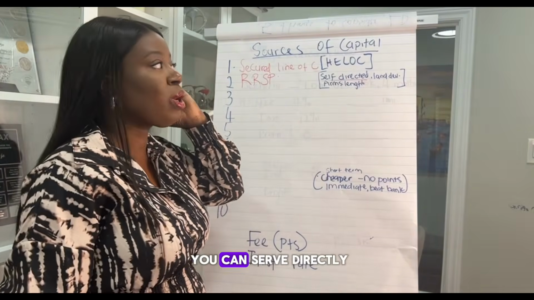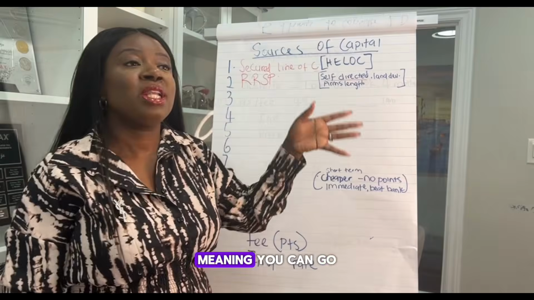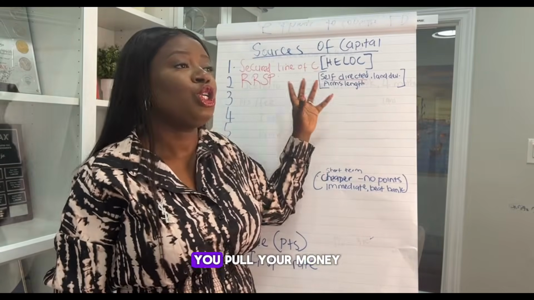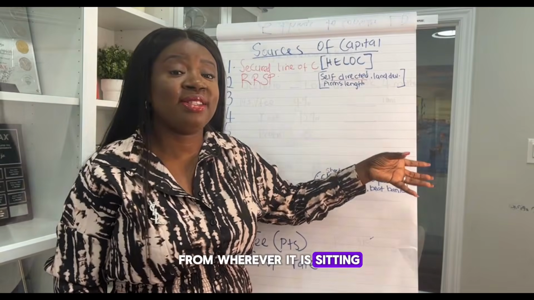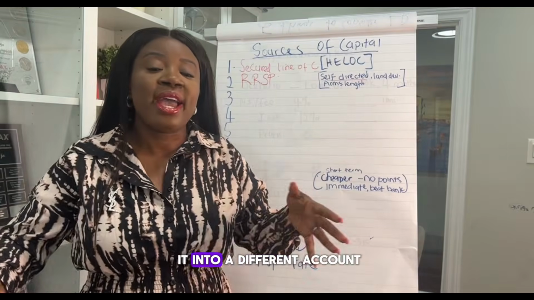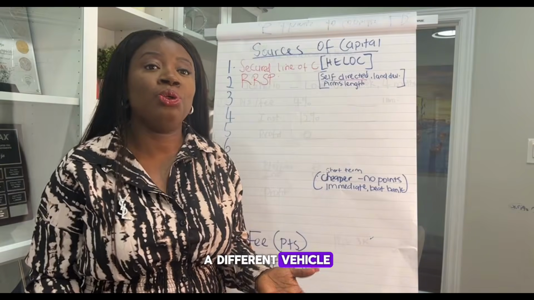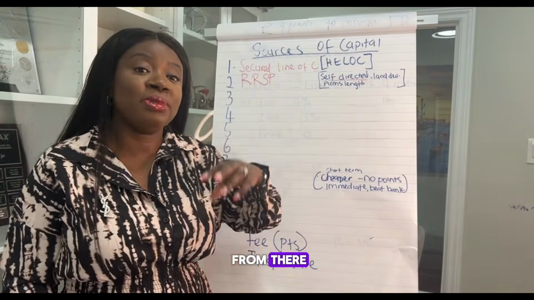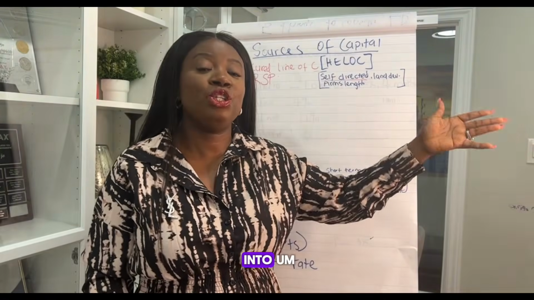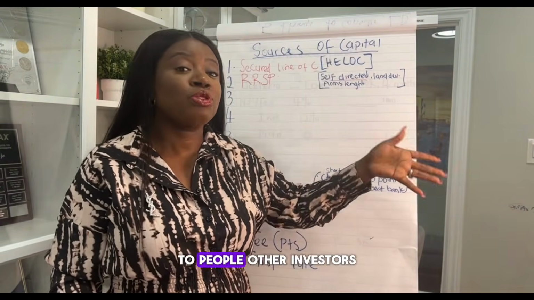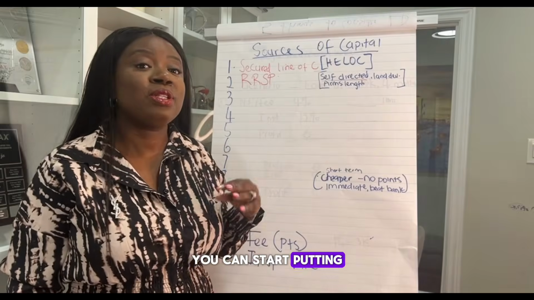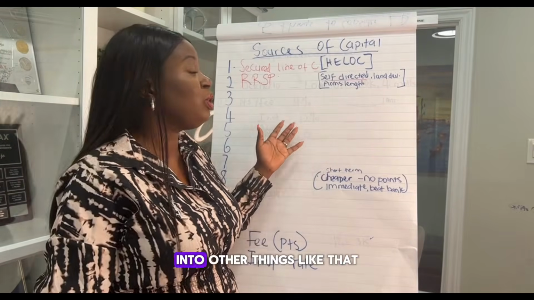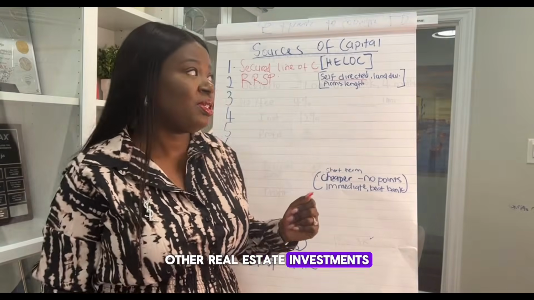So some of them you can self-direct yourself, meaning some of the banks offer it, some of the institutions offer it as well. You pull your money from wherever it is sitting right now, you pull it into a different account, a different vehicle, a different institution, and you can self-direct it. So you can now from there start private lending it to other investors. You can start putting it into land development. You can start using it in other real estate investments.